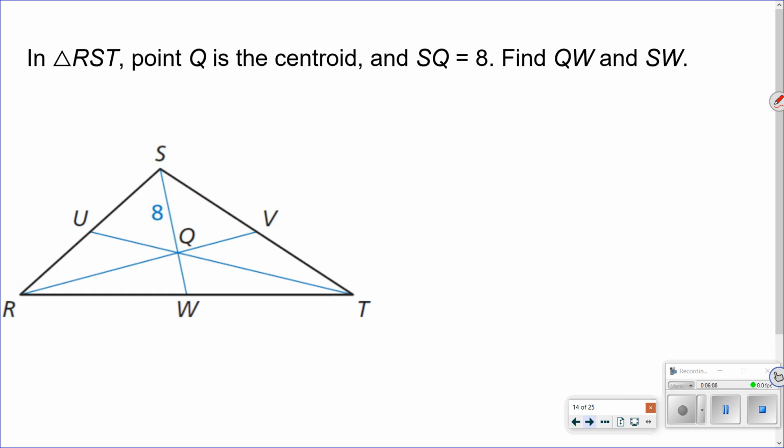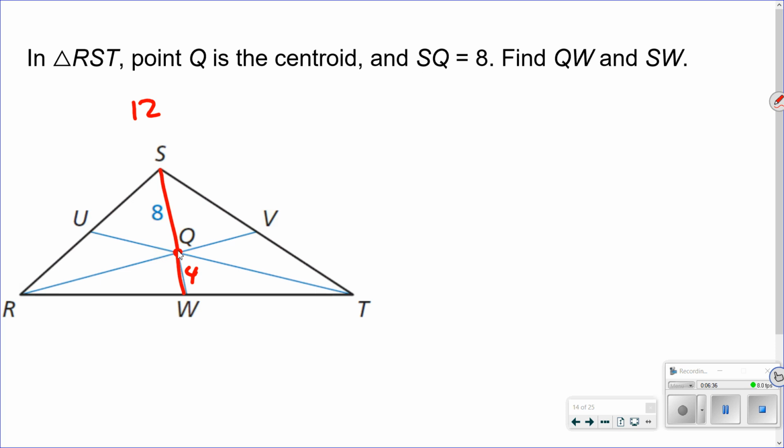Okay, so this one says in triangle RST, point Q is a centroid, so it's given to us that that's a centroid, and SQ equals 8. It wants me to find QW and SW. So instead of trying to find the full segment, just notice this is the longer piece, right? SQ is the longer piece. This is the shorter piece. That means this one is always half of the longer one. So if this one's 8, that one's 4. SW, the whole thing, then would be 12.